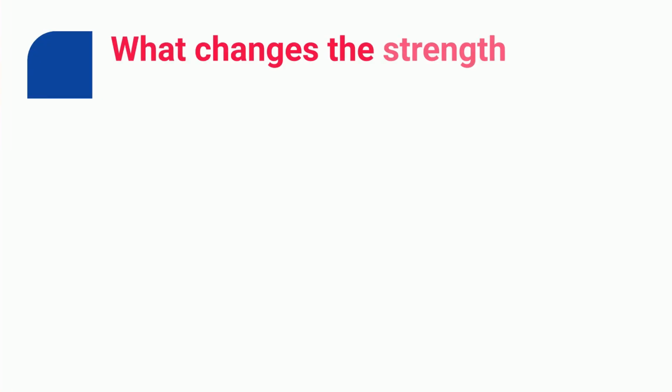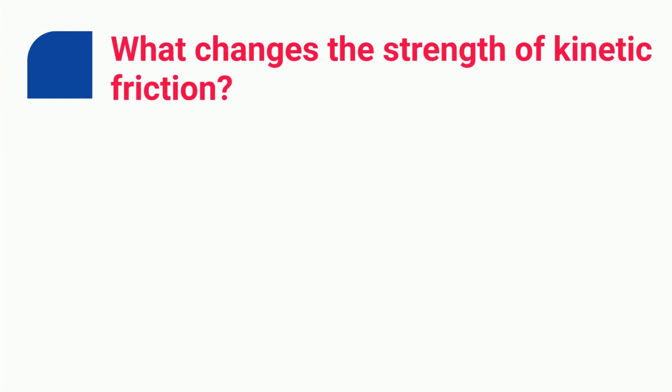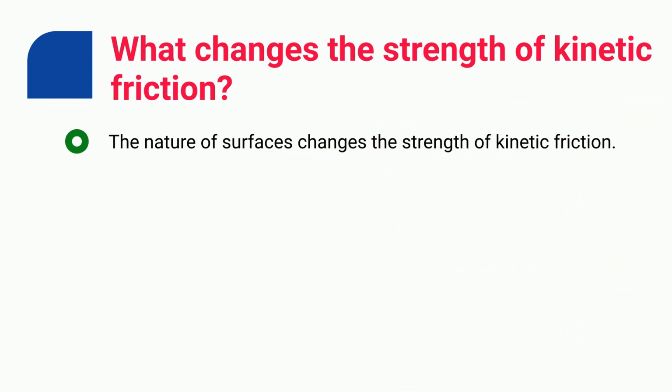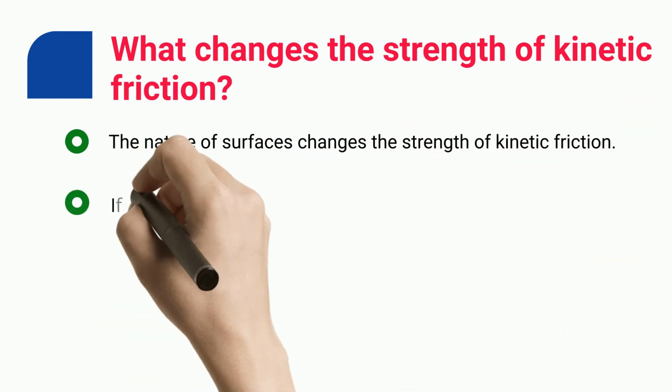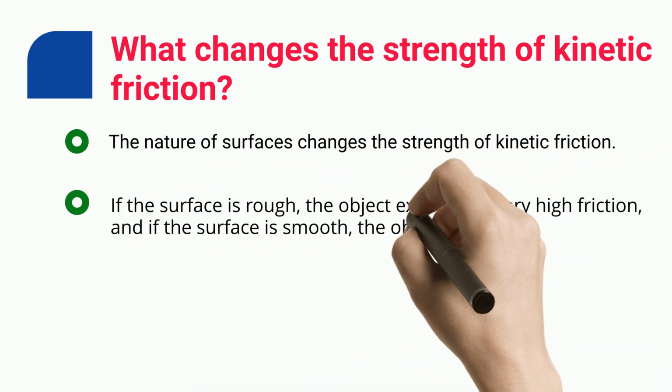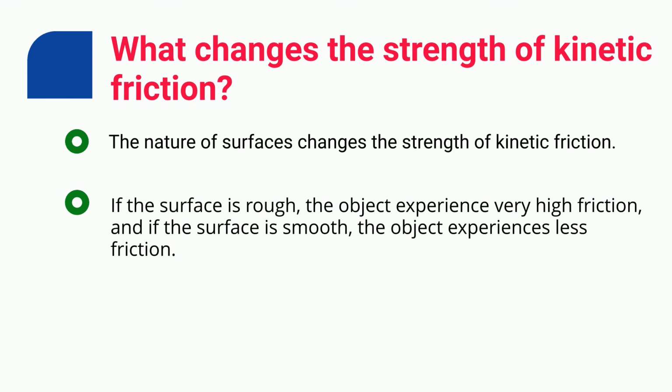What changes the strength of kinetic friction? The nature of surfaces changes the strength of kinetic friction. If the surface is rough, the object experiences very high friction, and if the surface is smooth, the object experiences less friction.